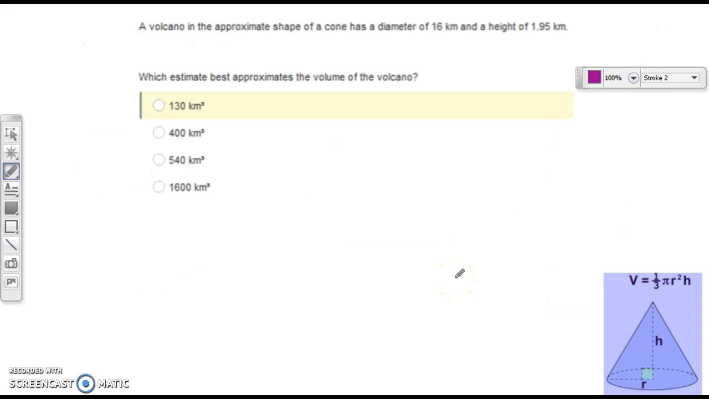All right, a volcano in the approximate shape of a cone has a diameter of 16 kilometers and a height of 1.95 kilometers. What estimate best approximates the volume of the cone? All right, so we have our volume formula. Volume equals 1/3 pi times radius squared times height. We know the height, so I'm going to plug that in.